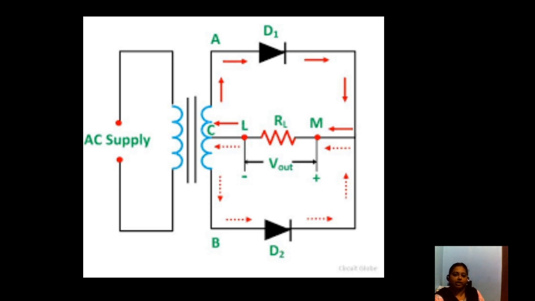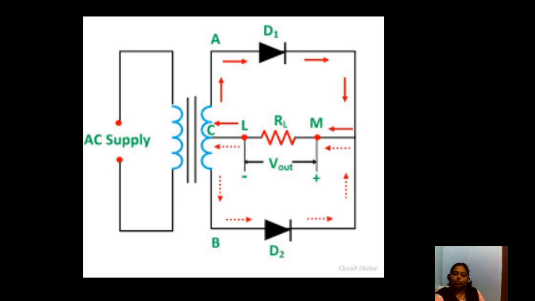for the rectifying action. During the positive half cycle of the input AC, A becomes positive and B becomes negative, diode D1 will be in forward bias and diode D2 will be in reverse bias, and we will be getting an output at the load resistance RL. During the negative half cycle, end A becomes negative and end B becomes positive. Then diode D2 becomes forward biased and D1 becomes reverse biased. This time also you will be getting a voltage across the load resistance.